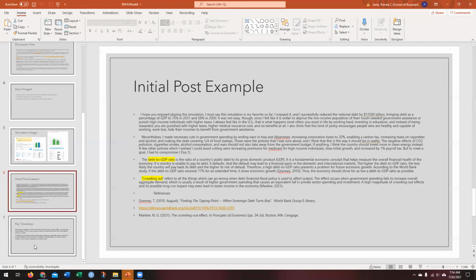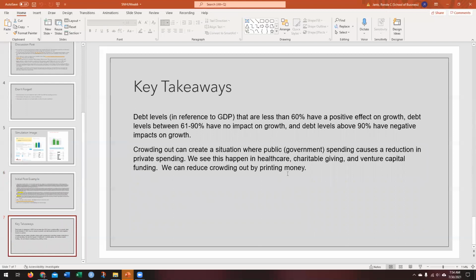Also, I want to give you the key takeaways, which isn't the entire answer, but it gives you a really good place to start. That way, if you are confused, you aren't that confused. My goal is to take you 80% of the way through. So debt levels in reference to GDP that are less than 60% have a positive effect on growth. Debt levels up to 90 have no impact on growth, and debt levels above 90 have negative impacts on growth. Where we are in the US is above that 90%. So that's the problem.